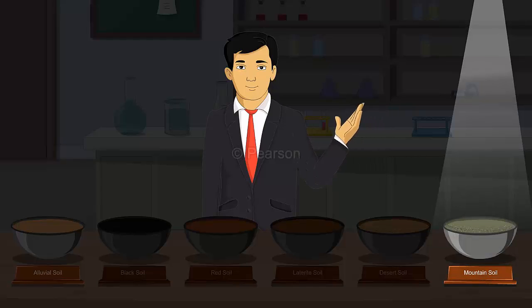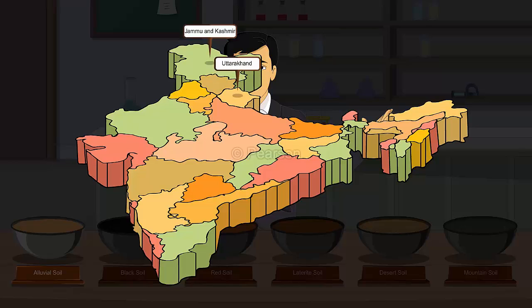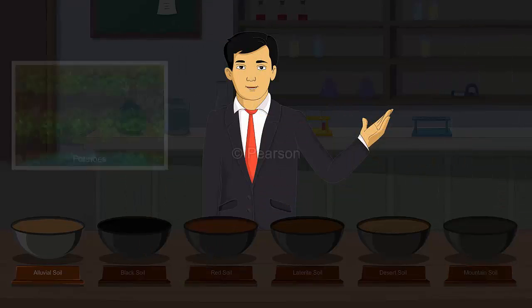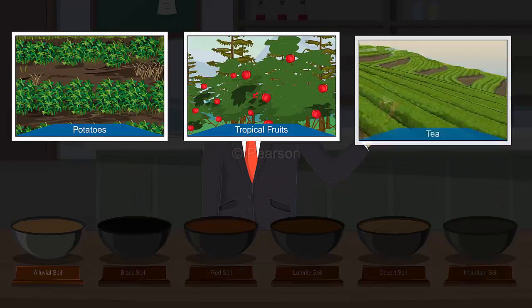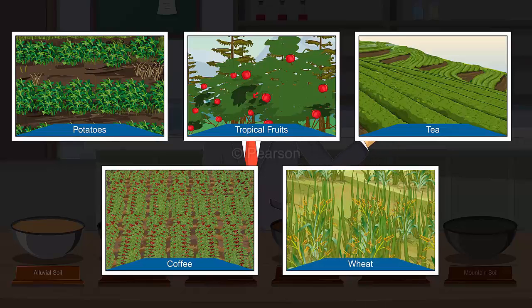Mountain soil. Mountain soil is formed with the collection of organic matter coming from the forest vegetation. Therefore, it is rich in humus. It is mainly found in Jammu and Kashmir, Uttarakhand, Sikkim, and Arunachal Pradesh. It is suitable for growing potatoes, tropical fruits, tea, coffee, and wheat.